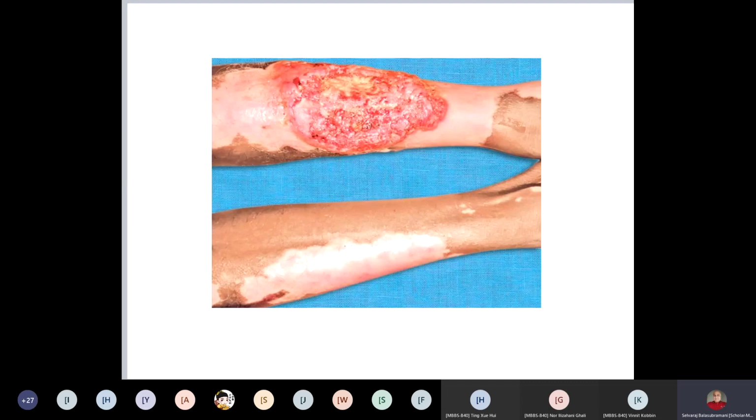So now we are going to the next case. This patient already has a burn scar. This is an old case of burns. Over that burn scar, this patient has developed a non-healing ulcer. What is this ulcer? Can you tell me? The special variant. Marjolin's ulcer. Very good.